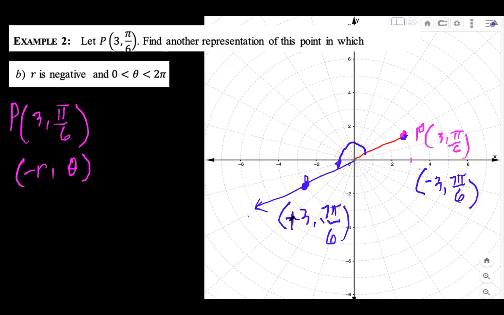Okay, so once we turn this radius to a negative value, then this point will be translated here, the same as point P. That's why (3, pi over 6) is the same as (-3, 7 pi over 6). They share the same point or location in the polar coordinate system. Okay, I hope everything is all right.